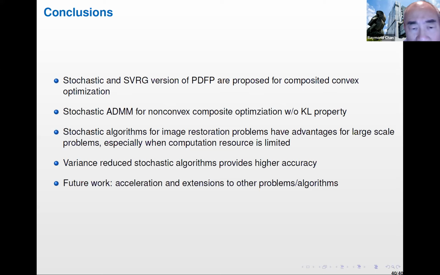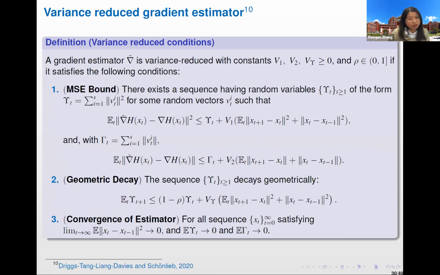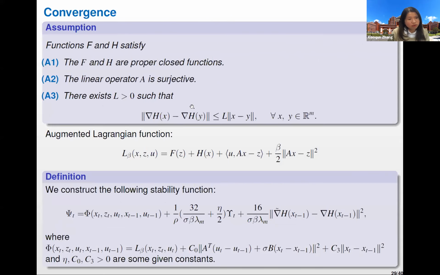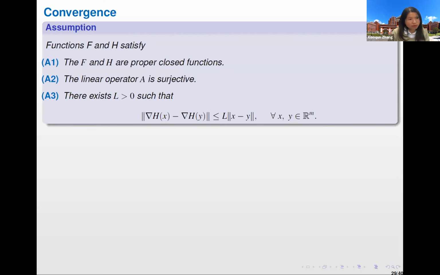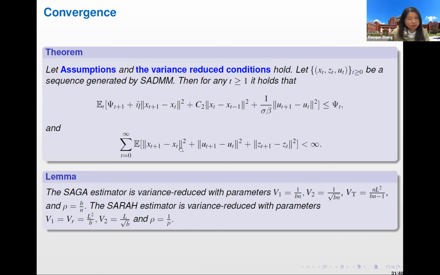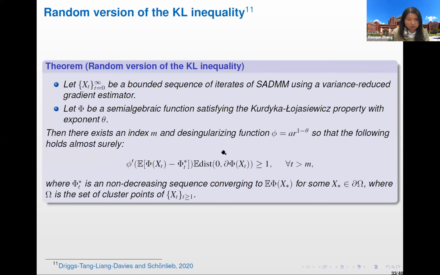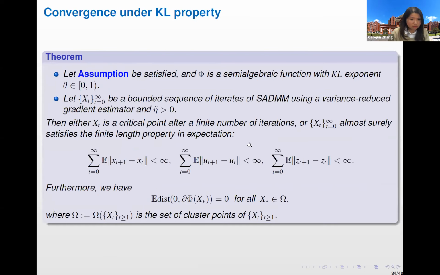So I missed the part about why you need the KL property there. Maybe you can say something more. Oh, okay. So if we have this KL property, you will have a better convergence result. Here we only have the square root of a square, this sequential error, go to zero, and the decrease of this function. And with the KL property, we arrive at the distance to the solution set going to zero.